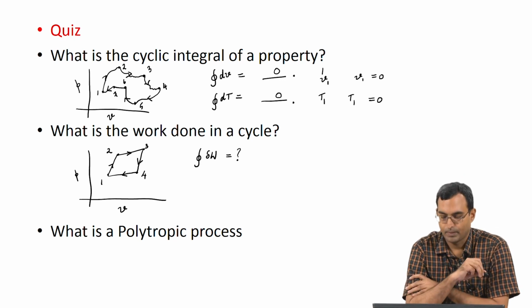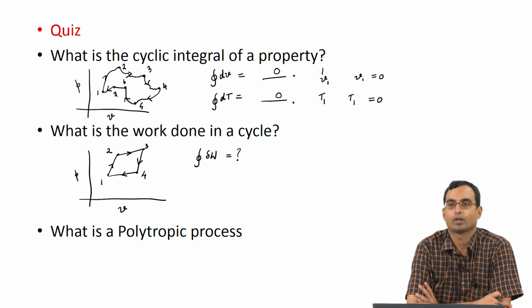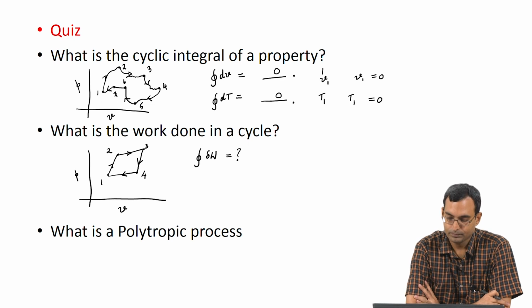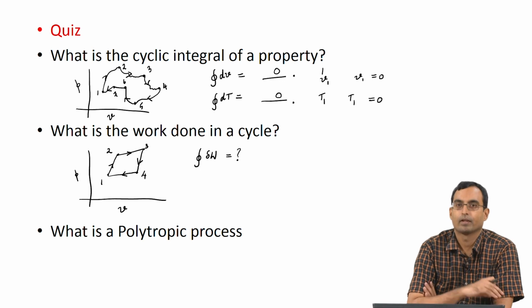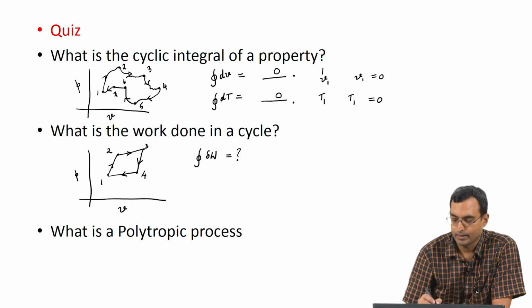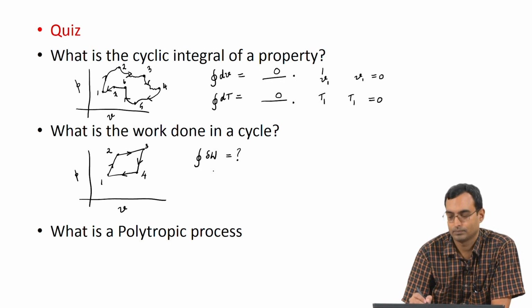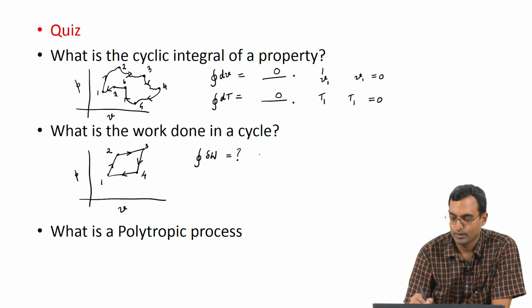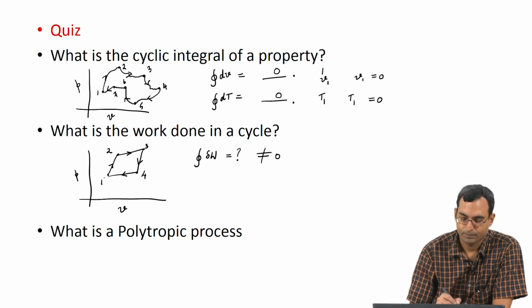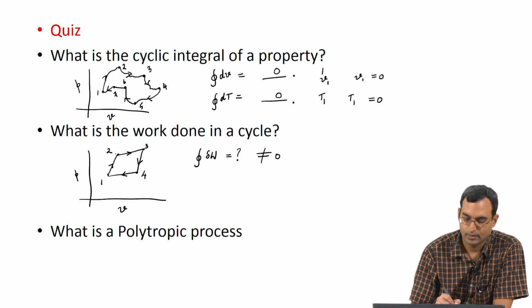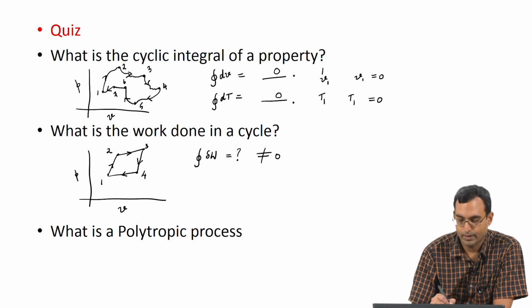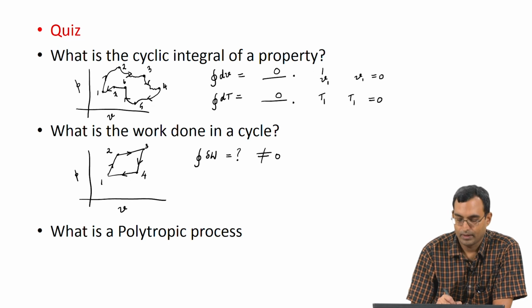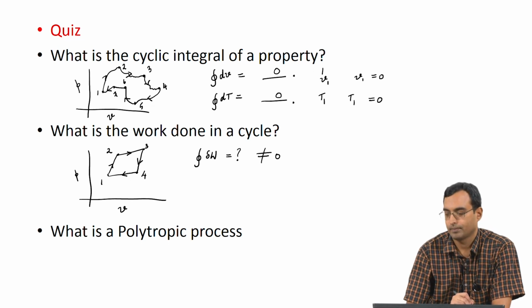Again, maybe it is a good time to pause and think about what this value is and then look at what we get. One of the things we see is that this value is not 0, which is possibly the most important thing to note at this point. So, this is not 0. We start from point 1, go to 2, from 2 to 3, 3 to 4 and 4 to 1. We ended back at the same point where we started.